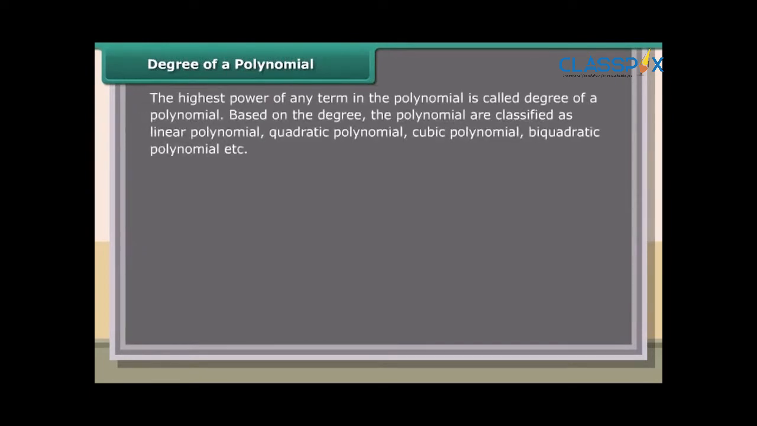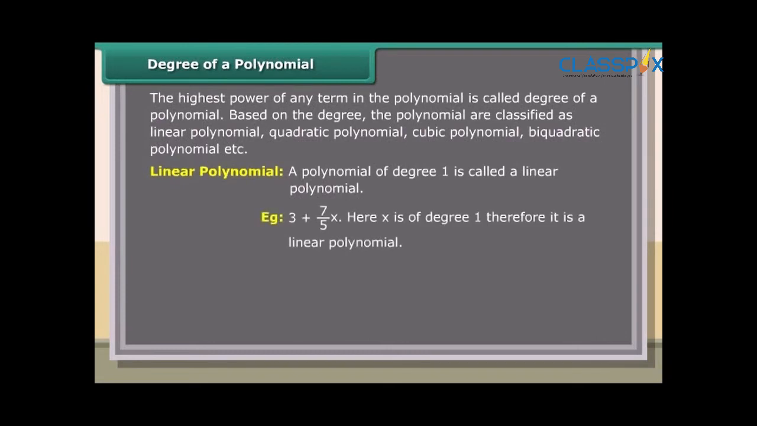Degree of a polynomial. The highest power of any term in the polynomial is called the degree of a polynomial. Based on the degree, the polynomials are classified as linear polynomial, quadratic polynomial, cubic polynomial, biquadratic polynomial, etc. Linear polynomial. A polynomial of degree 1 is called a linear polynomial. Example, 3 plus 7 upon 5x. Here x is of degree 1, therefore it is a linear polynomial.